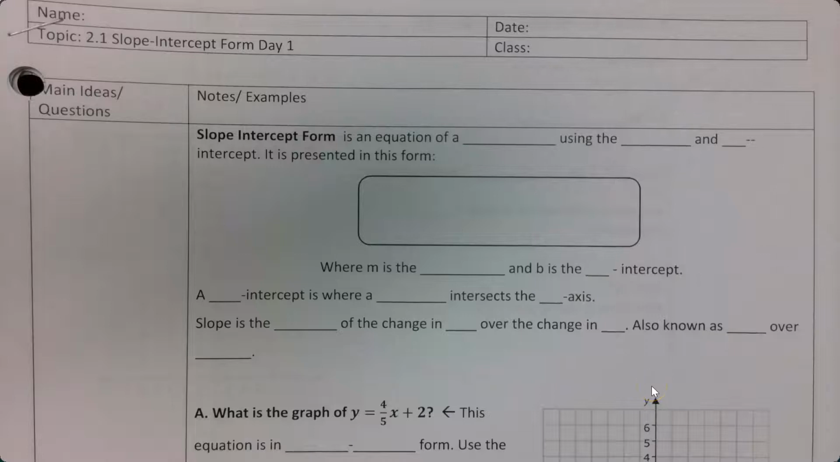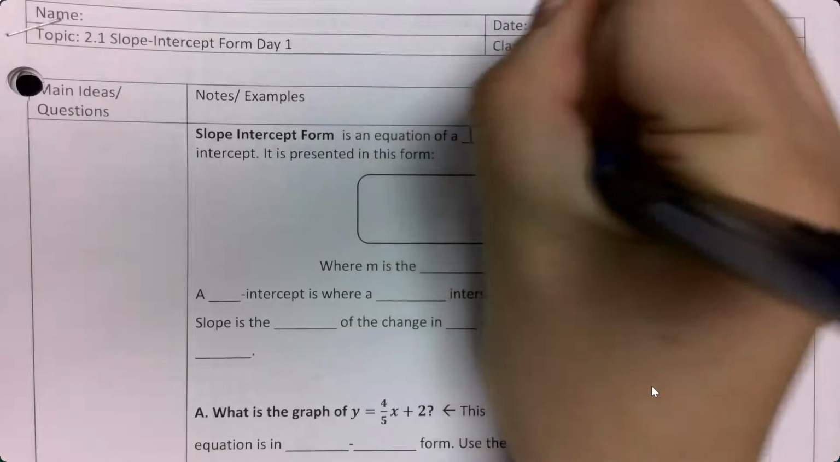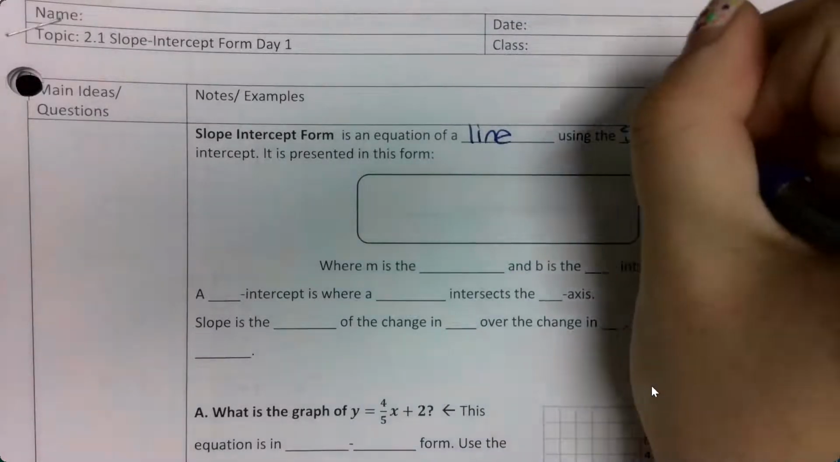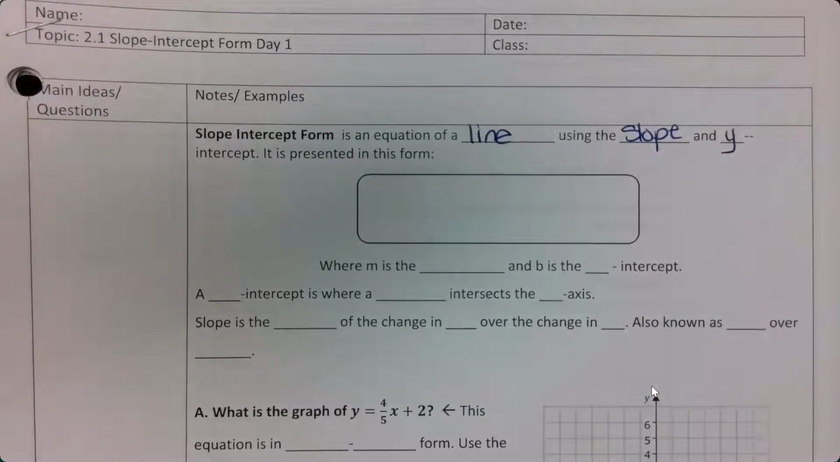Okay, so today we are starting graphing lines. The first way we are going to talk about is slope-intercept form. You should have learned this last year. It's the equation of a line using the slope and y-intercept. So what does slope-intercept form look like?